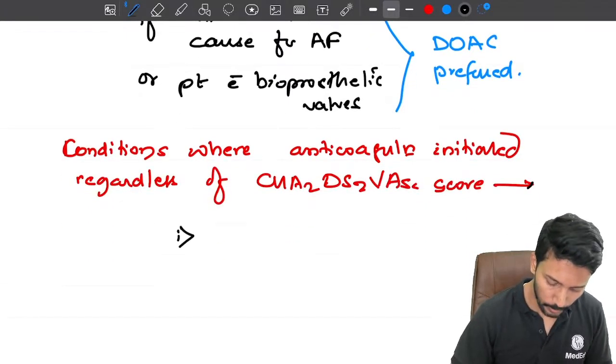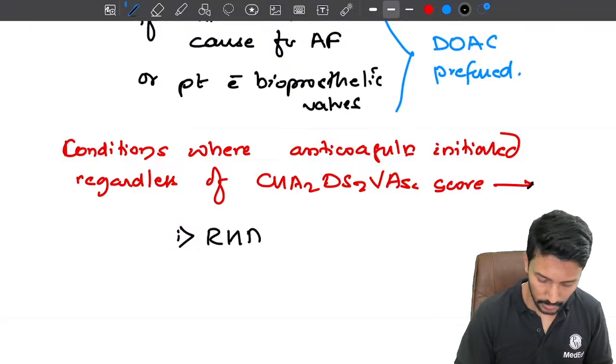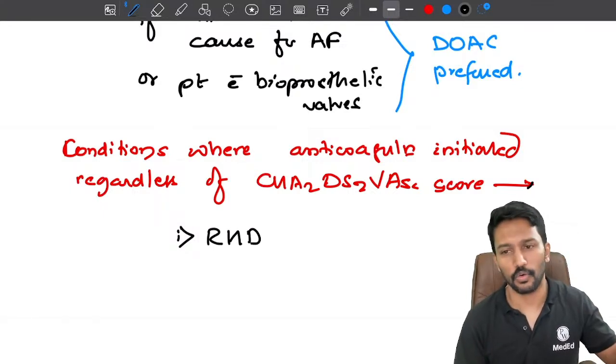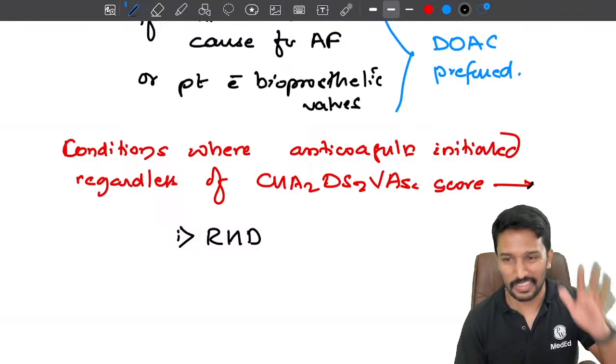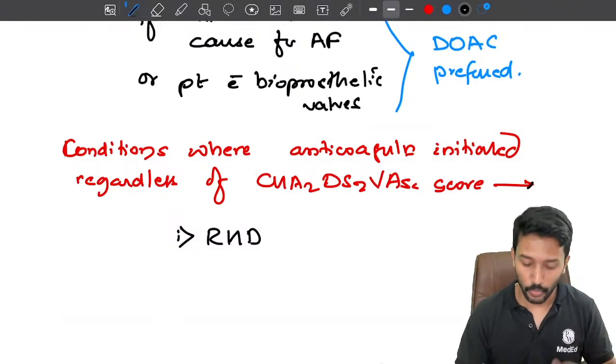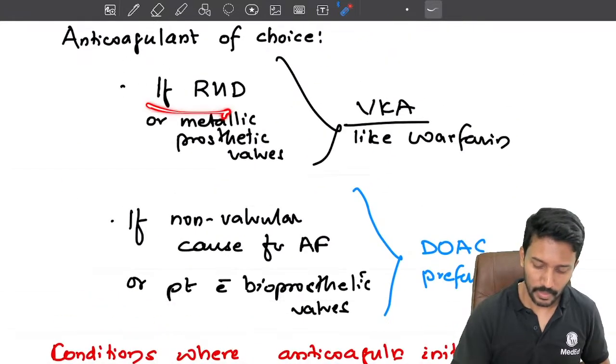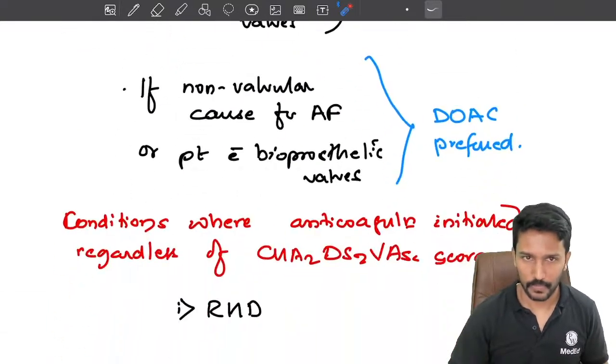Number one, the patients who have RHD, right? If there is a rheumatic heart disease, you don't need to look at the CHA2DS2-VASc score. Start anticoagulant. Even if the CHA2DS2-VASc score is 0, start anticoagulation. And what should be your anticoagulant of choice? Obviously for rheumatic heart disease, it has to be warfarin, right?